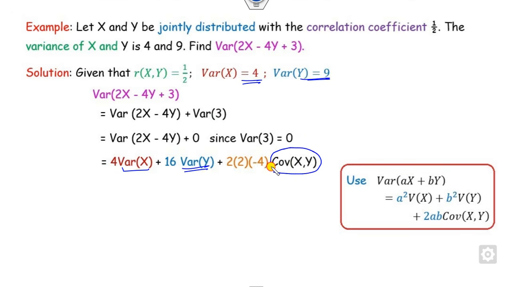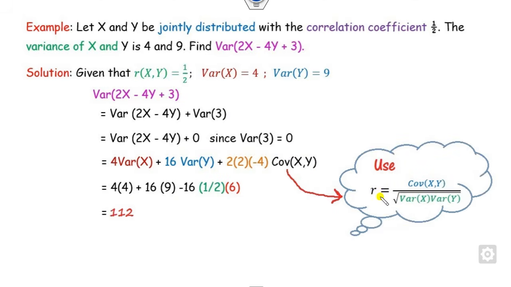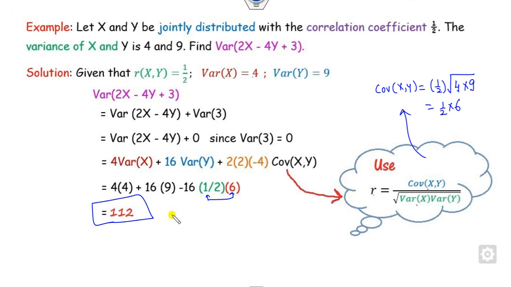How do you find the covariance, because covariance is not given to you? We can apply the concept of correlation. We all know the correlation formula here. What is the value of the covariance from here? R is half, times root of the variance of 4 multiplied by 9. So root 36, that is 6. You can see this value here. Once you solve, your right answer is 112.